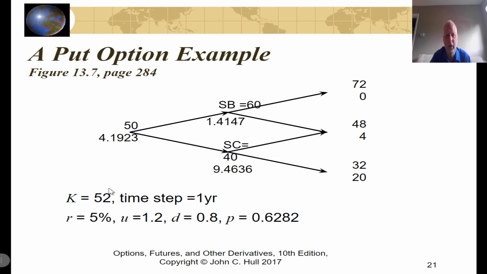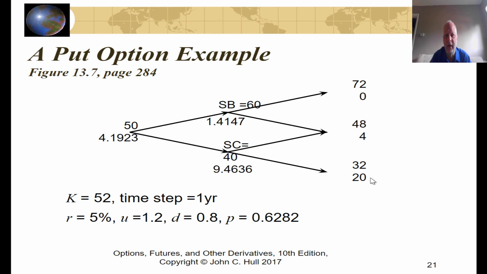The strike price of our put option is $52. That gives you the right to sell at 52. You don't want to sell at 52 if you can sell at 72. So here the put option expires worthless. At the middle node, the value of the put option is 52 minus 48, or $4. And at the bottom node, the value of the put option is 52 minus 32, or 20.